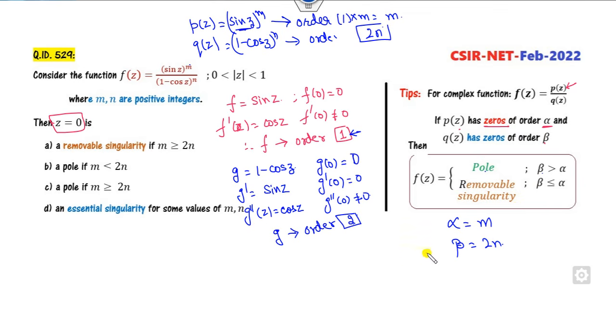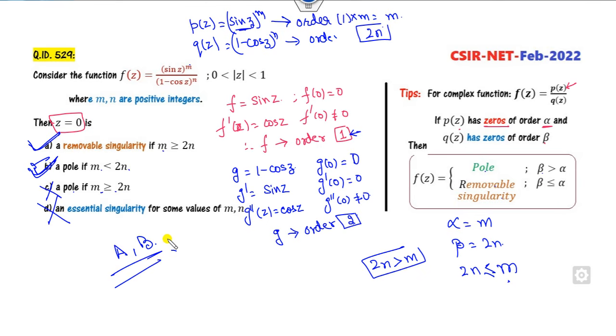So it is a pole when 2n is strictly greater than m. Fine, that's the correct statement. It is a removable singularity when 2n is less than or equal to m. So that is cancelled. Essential will not be there, so the right answers are A and B.